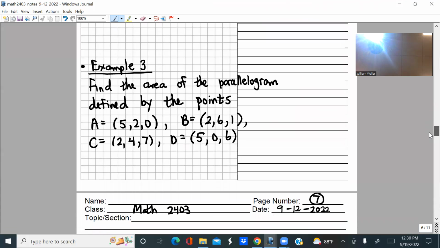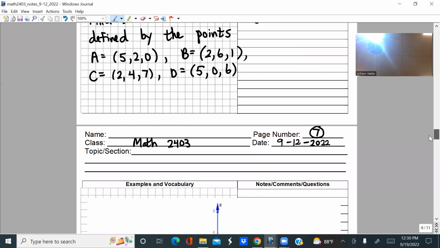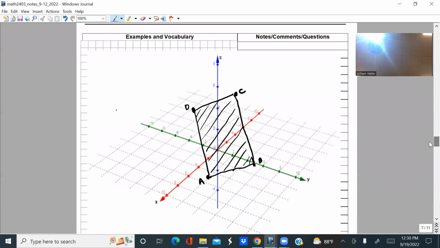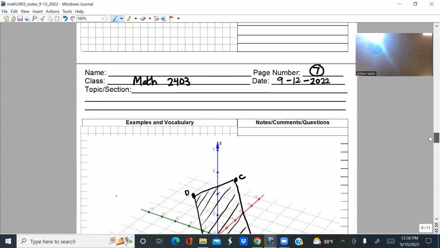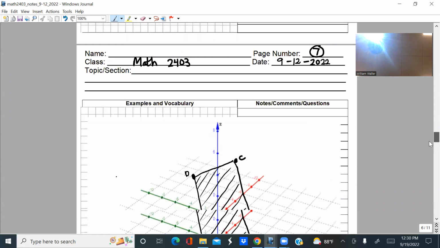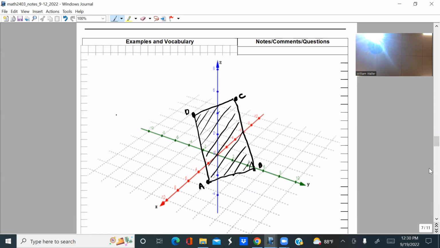Now, we mentioned a moment ago that you can use vectors to find the area of a parallelogram. Here's a parallelogram, at least I think it's supposed to be a parallelogram, drawn in three-dimensional space, okay? And maybe we saw this parallelogram before. The corners of that parallelogram are these 4 points in three-dimensional space. And so we want to quickly compute the area of this parallelogram, right?